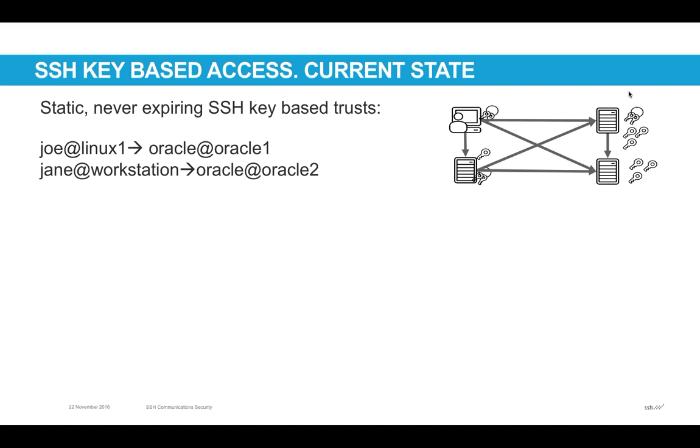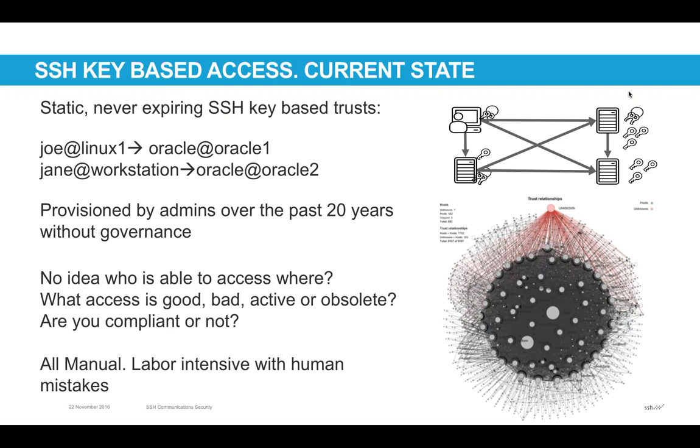Over the years, this has grown into a significant problem where, in a large environment, you have really no idea who is able to access where, what access is good or bad, or whether the access is active or obsolete. More importantly, it poses a significant risk, but also a compliance factor, because you have no idea whether you are compliant or not when it comes to segregation of duties, cryptographic policies, configuration policies, and so forth.